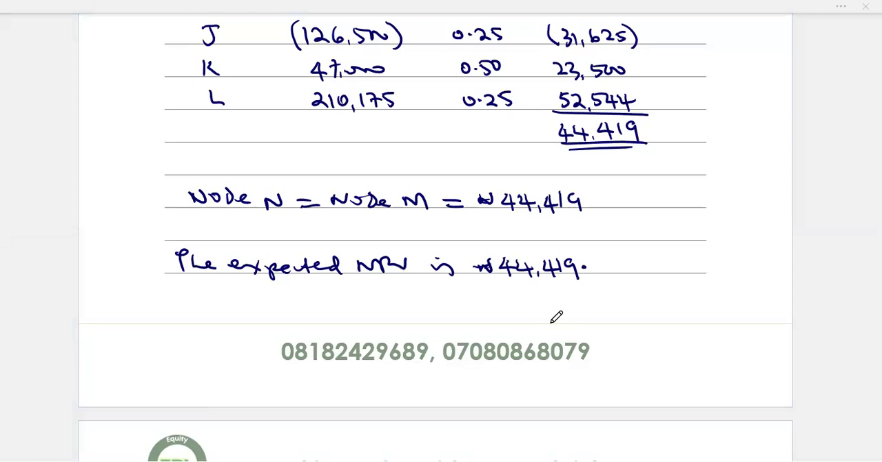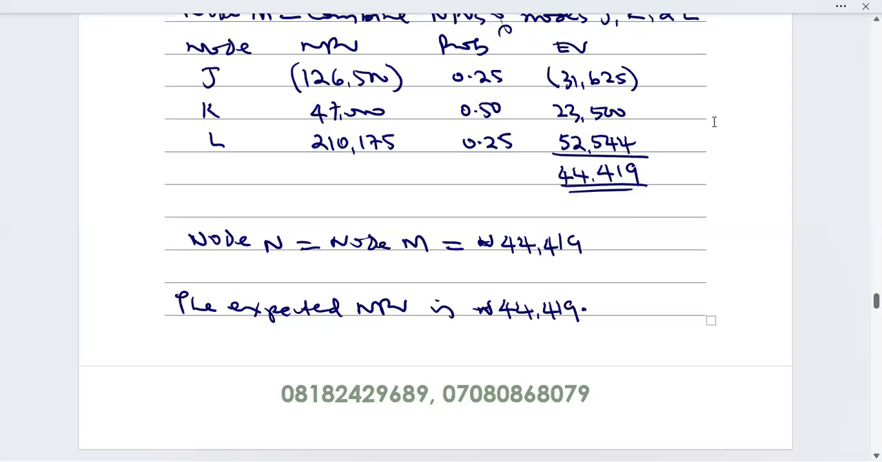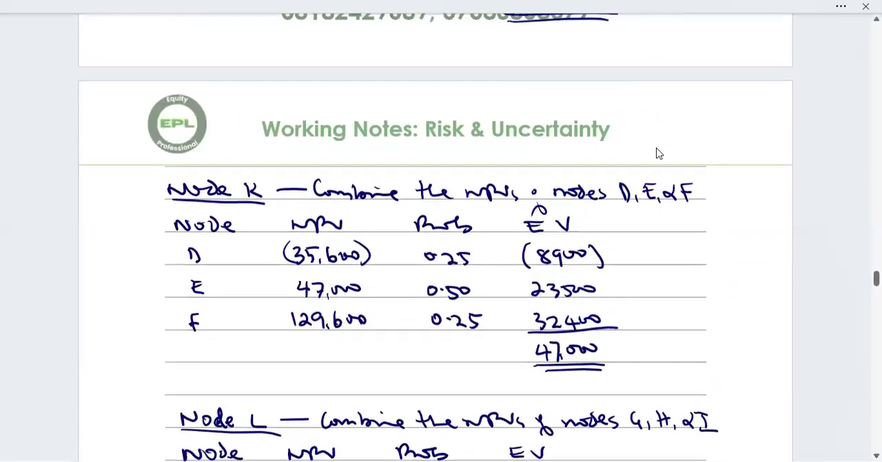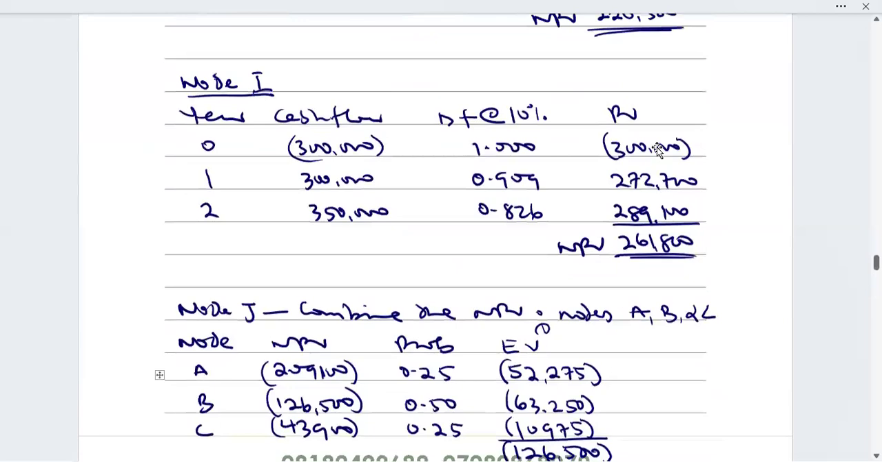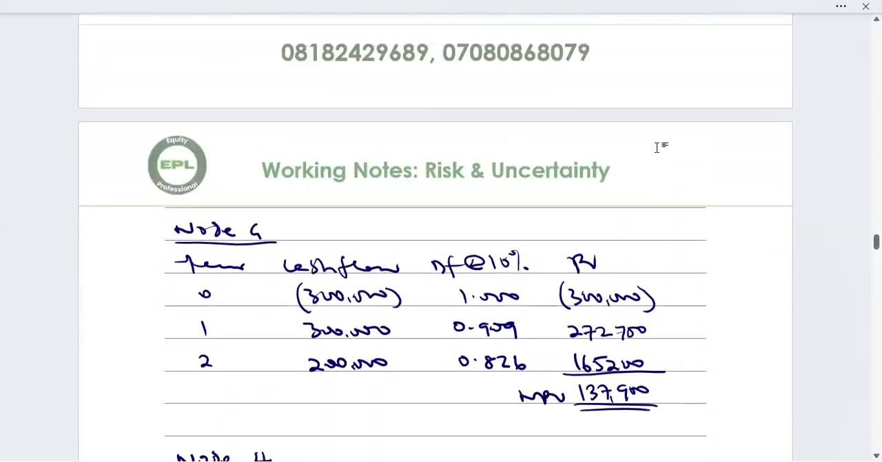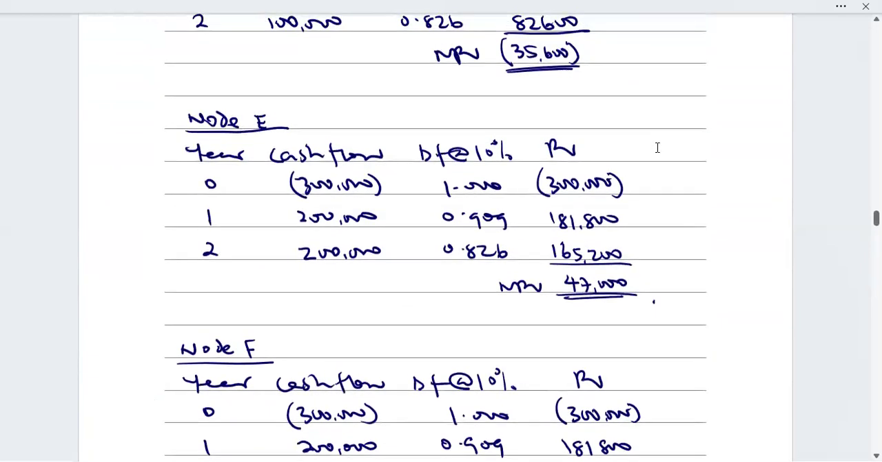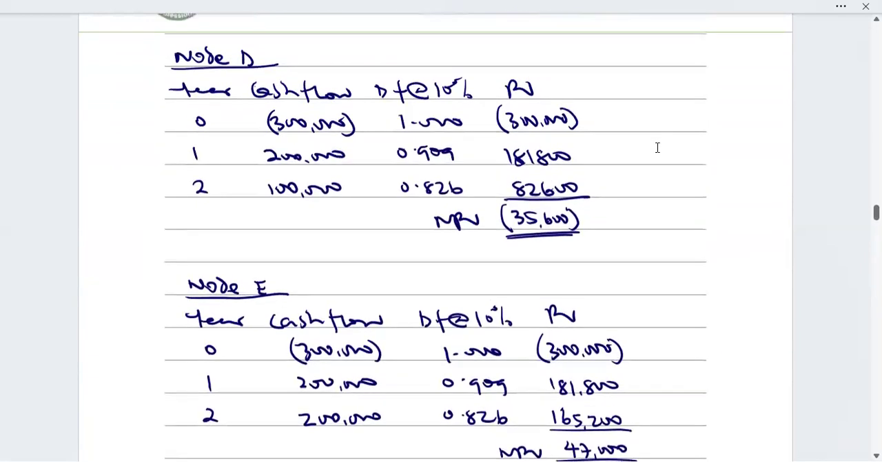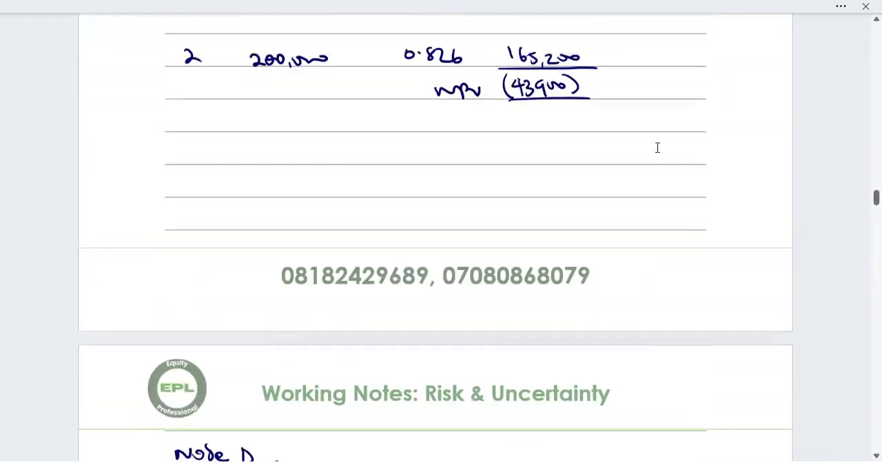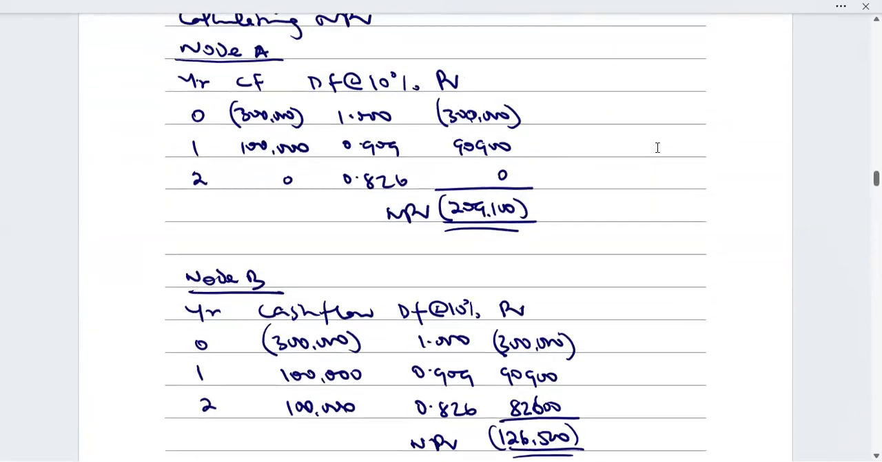Number B, you are asked what is the probability that the NPV will be negative. So to answer that, we are going to look at the NPV computed originally. Where do you have negative NPVs? You then multiply the probability of the negative NPVs for year 1 and 2. Whatever you have will represent the probability that the NPV will be negative.